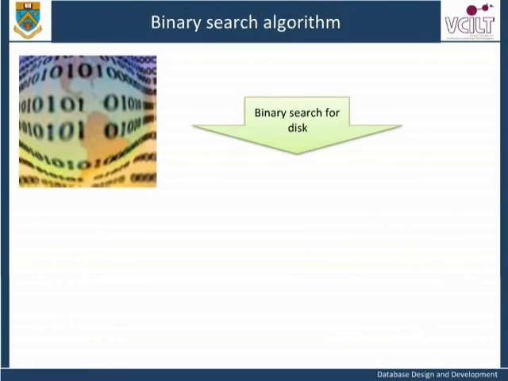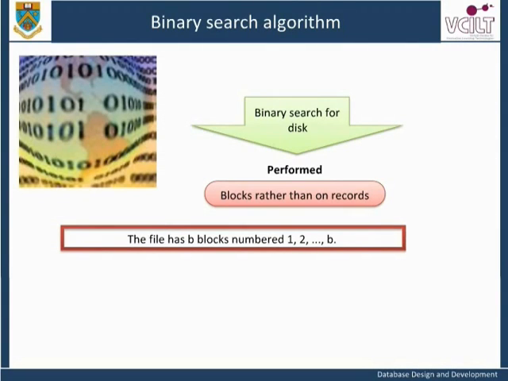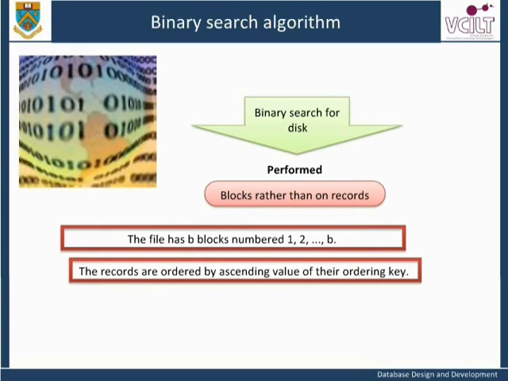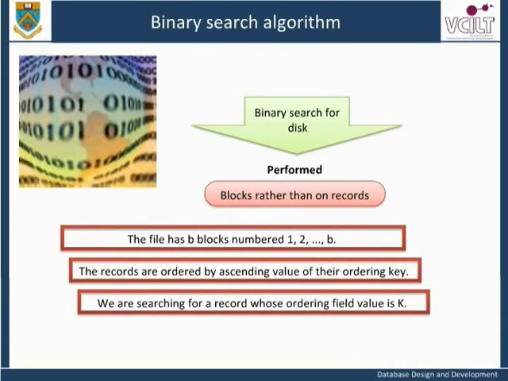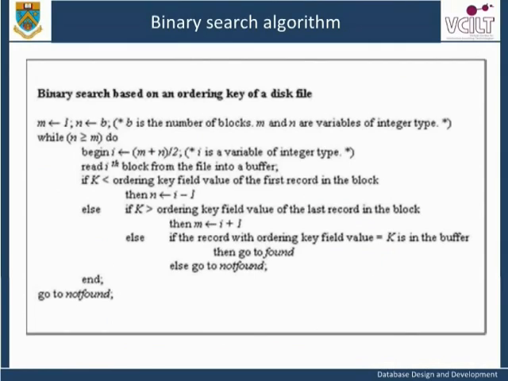A binary search for disk files can be performed on the blocks rather than on the records. Suppose that the file has B blocks numbered 1, 2, etc., B. The records are ordered by ascending value of their ordering key. We are searching for a record whose ordering field value is K. Disk addresses of the file blocks are available in the file header. The search algorithm is described below in pseudocode.